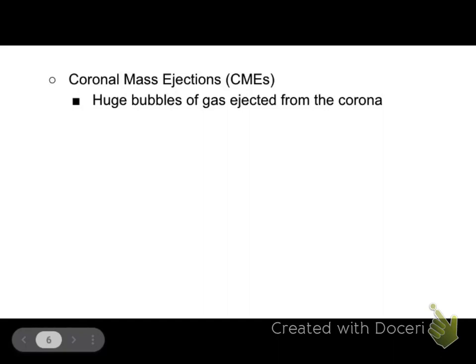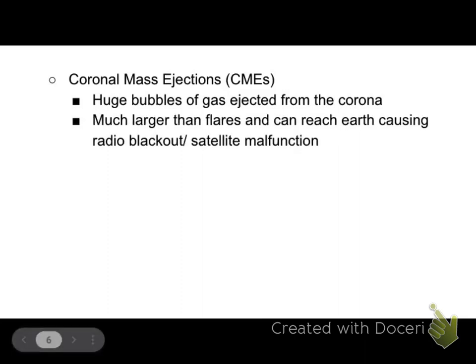Then we have things called coronal mass ejections, or CMEs. These are huge bubbles of gas that actually get ejected from the corona, so pushed off from the corona, and they can travel towards Earth. They are much larger than flares, and like I said, sometimes when they are ejected, they can reach Earth, and when they do reach Earth, if they're of a large enough size, they can do things like cause a radio blackout. They just affect radio waves. And then they can also cause satellites that are in the Earth's orbit to malfunction if they get hit by them. It's not a permanent thing because, like a wave, it passes over us and is gone, but they can reach Earth and cause real impact to us.